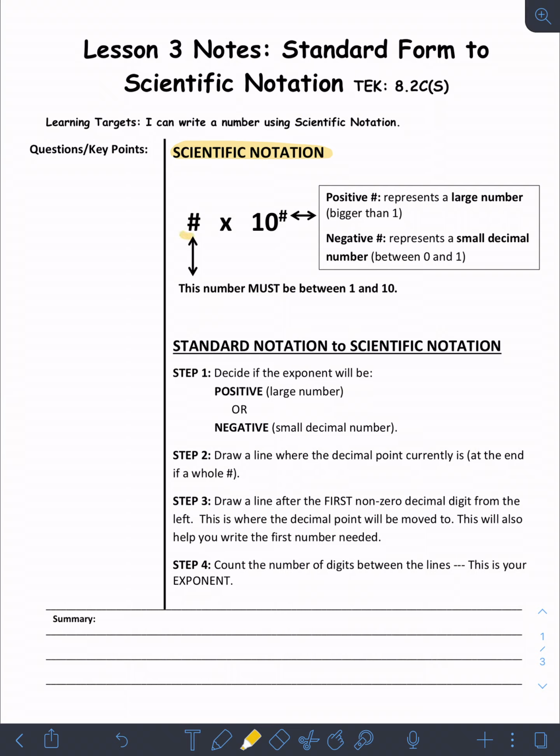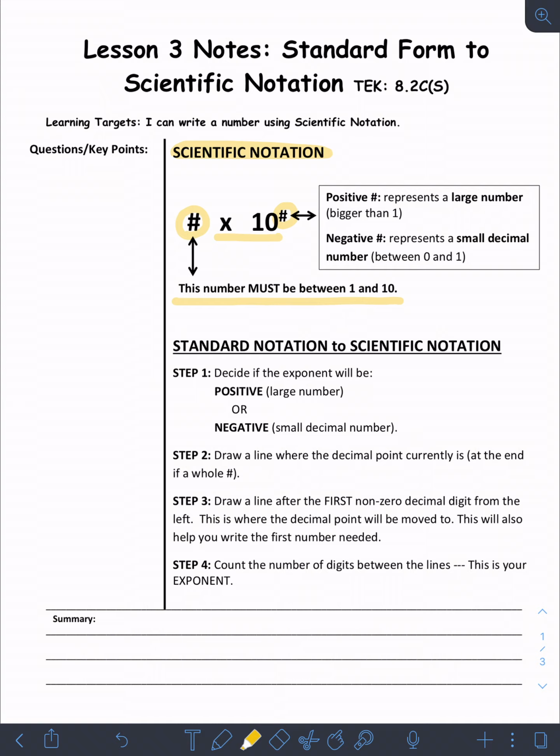First, you're going to have a number, and then you're going to put times 10, and then you have to put an exponent, okay? So it's going to be to a power. Okay, so the number that you put up front, it has to be between 1 and 10. Okay, and then the exponent is based on how many places you had to move the decimal and what direction.